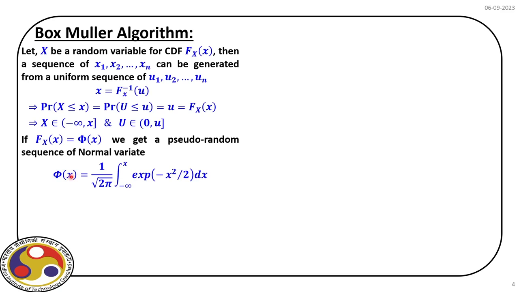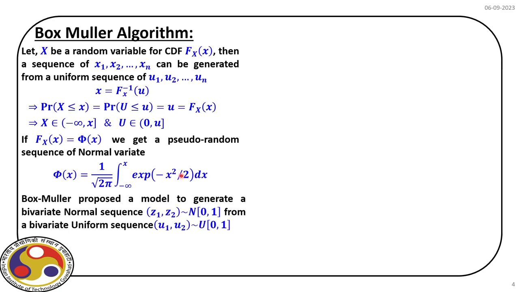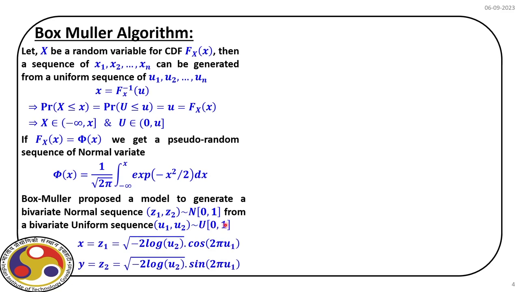This X is having zero mean and unit standard deviation, obviously, and the Box-Muller model tells us that we can generate a bivariate sequence of say Z1 and Z2 following normal distribution with zero mean and unit standard deviation from a bivariate uniform sequence U1, U2 having limits 0 to 1. So what is that Box-Muller model? Now you can see on your screen. So we have Z1, Z2, which is related to the sequence of U1, U2. Now U1 and U2 are following uniform distributions with limits 0 to 1, and then if we use this model, we will get Z1, Z2, which will follow normal distribution with mean 0 and unit standard deviation.